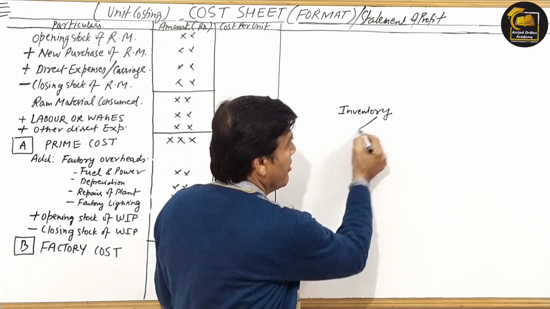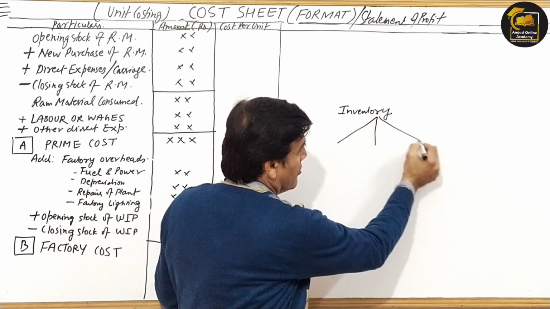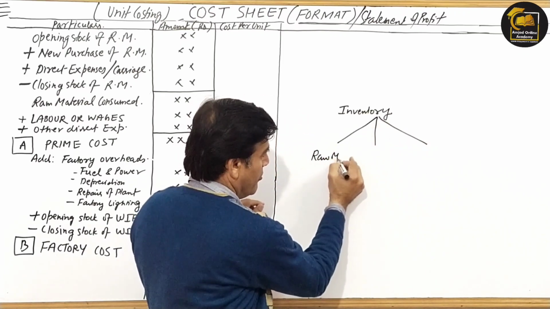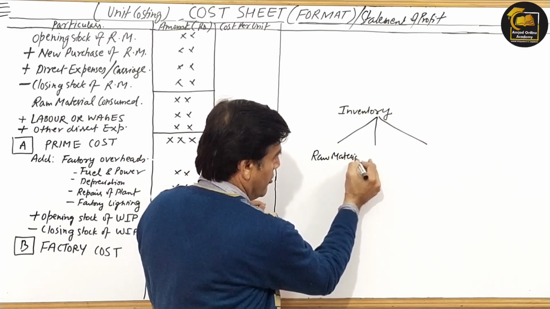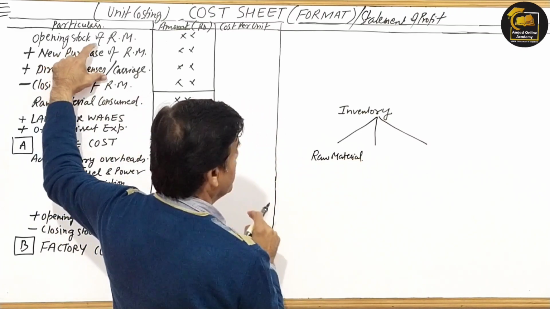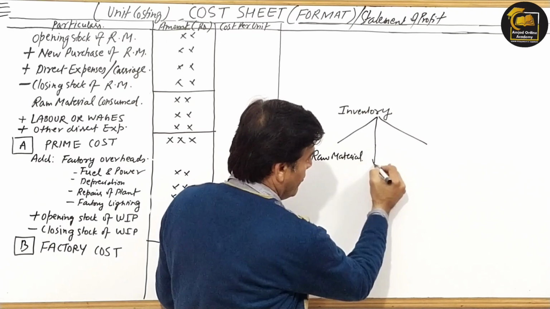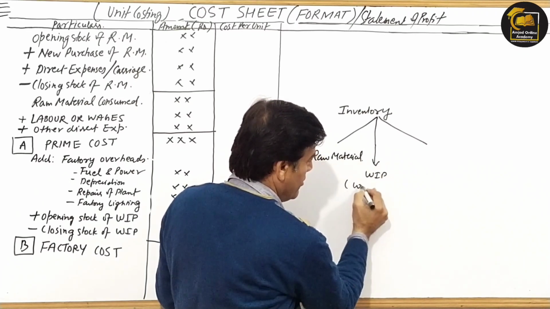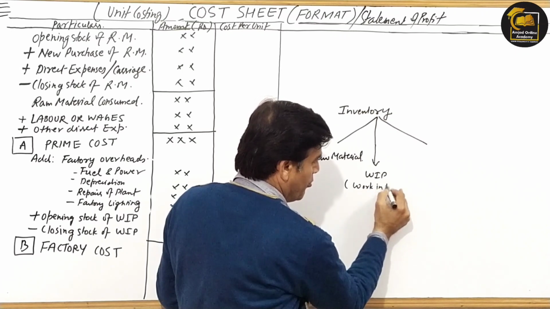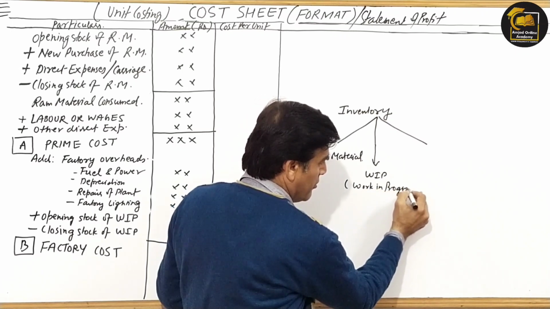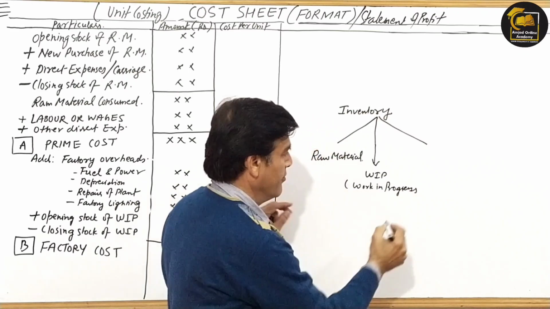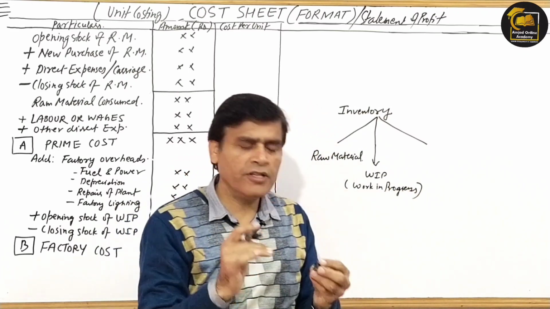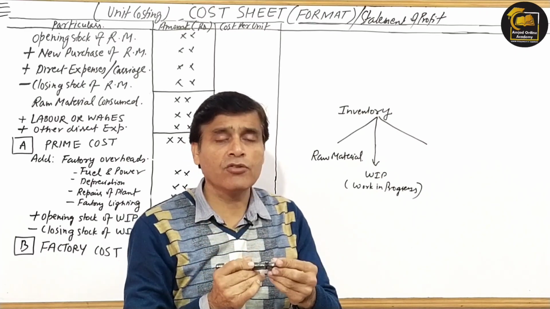There are three types of inventory in the business. First inventory is raw material, which we have used in the factory here. Look, second is WIP. WIP is work in progress. Work in progress, that will have some value or not? As you know, it depends on common sense.